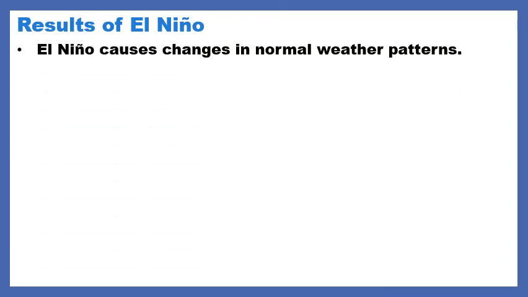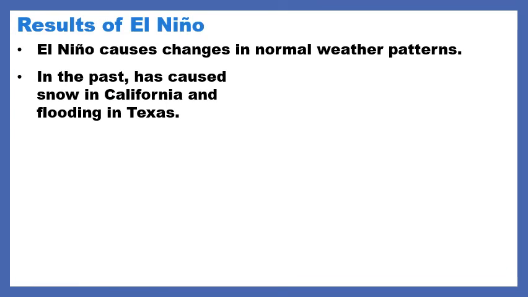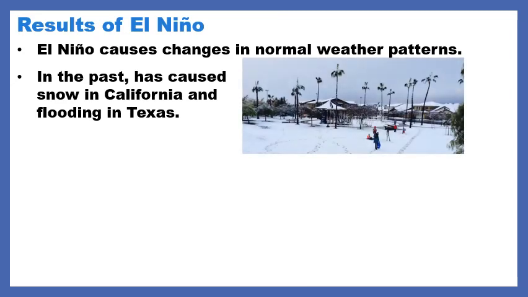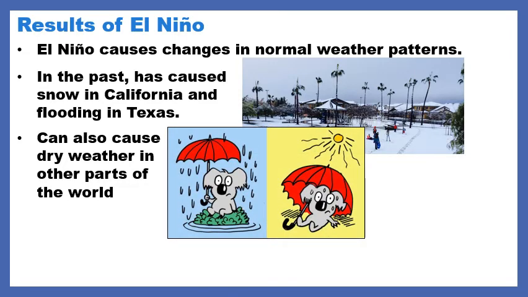Okay, so what are the results of this change, this reversal of wind patterns? Well, it's going to cause changes in normal weather patterns. That makes sense. And in the past, it has made some really wacky weather, like snow in California and flooding in Texas. And ironically, it can also cause dry weather in parts of the world. So it really depends where you're located in the world, whether you're going to get rain from El Nino, snow from El Nino, or like it's going to be super hot and dry because of El Nino.